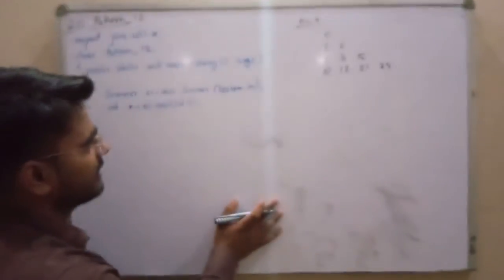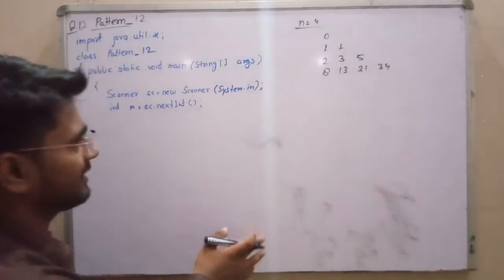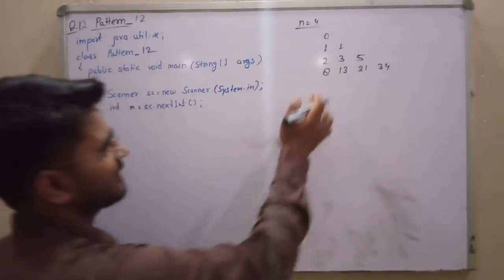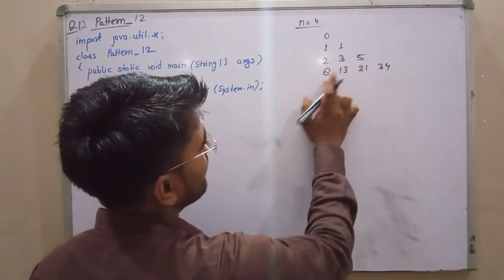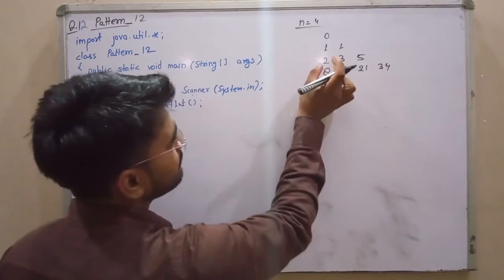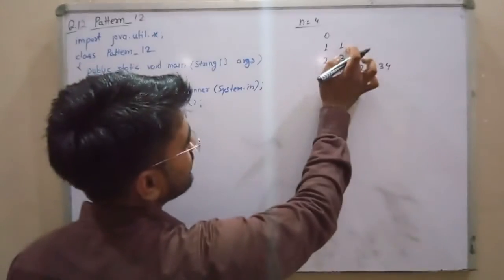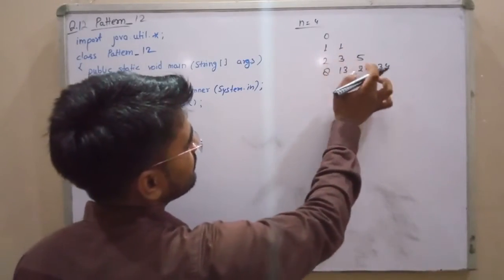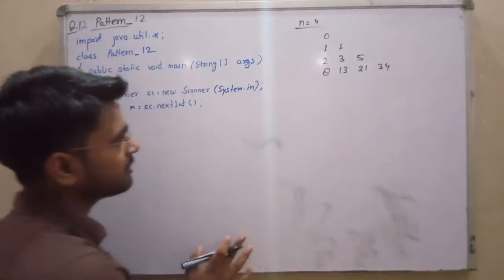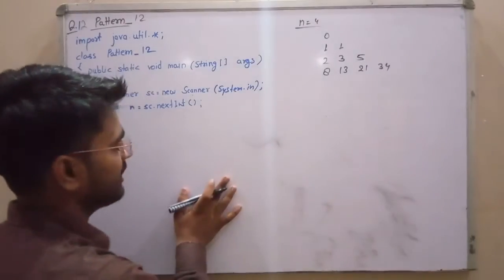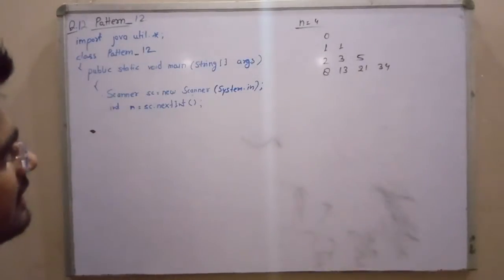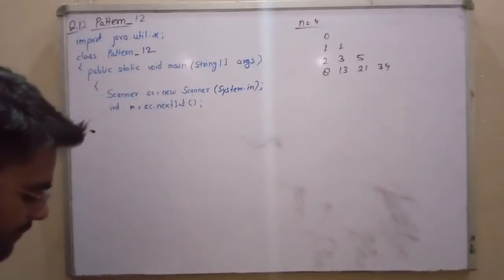For triangular, I have already done more than 2-3 programs in triangular printing. So very simple. And these 0, 1, 1, 2, 3, 5, 8, here each value is the addition of its previous two values. So this is basically the Fibonacci series, and I have already done one program in the Fibonacci series. So it is a very simple program.